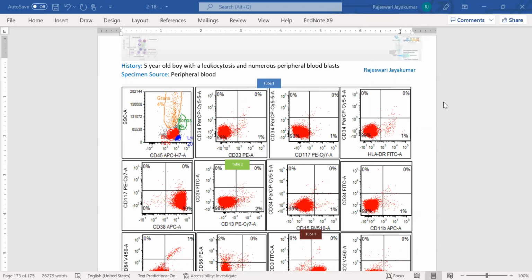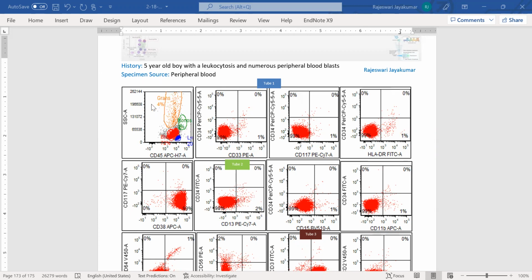We are now going to go over the peripheral blood flow cytometry from a five-year-old boy with leukocytosis and numerous peripheral blood blasts. Let's start with CD45 versus side scatter. The lymphocytes painted in dark blue have bright CD45 expression and low side scatter. Very few monocytes are here, which are indicated by bright CD45 and slightly higher side scatter. The granulocytes, which are painted in orange, have very high side scatter and dimmer CD45 than the monocytes and lymphocytes.